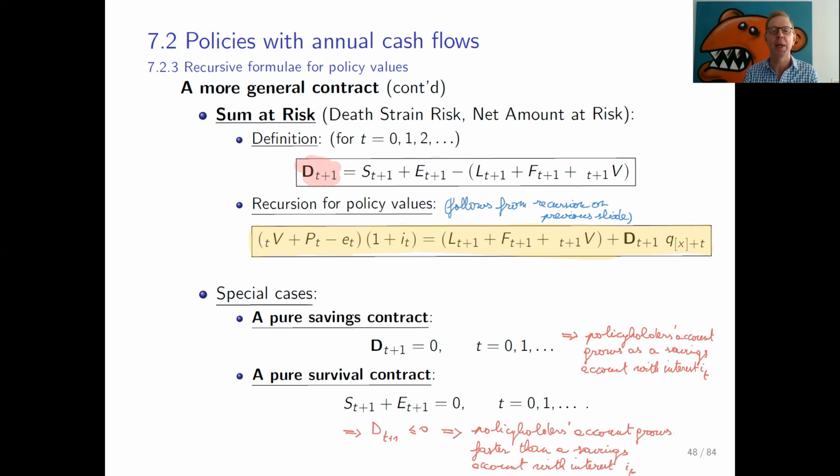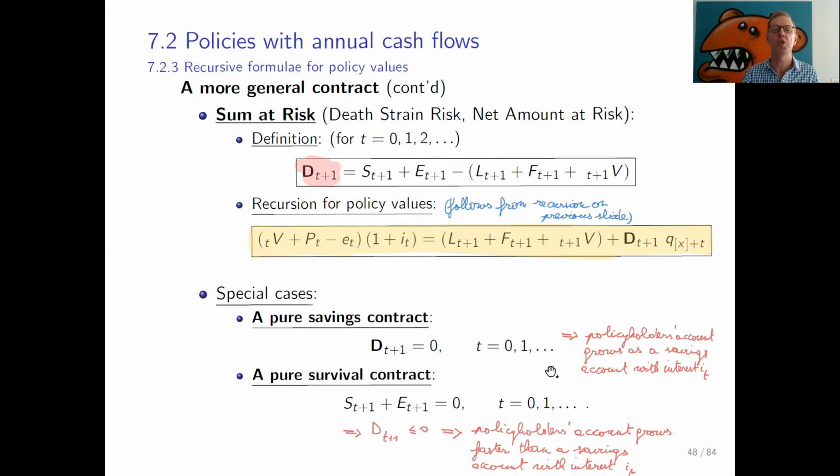And then again, we can look at some special cases. A pure savings contract, there DT plus 1 is 0. And if DT plus 1 is 0, this part in the equation disappears. And the policyholder's account grows at the savings, just as a savings account with interest IT.